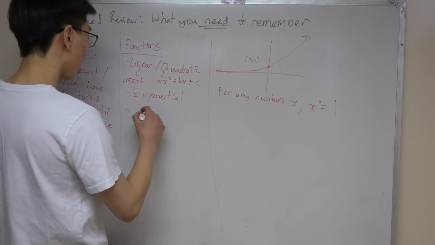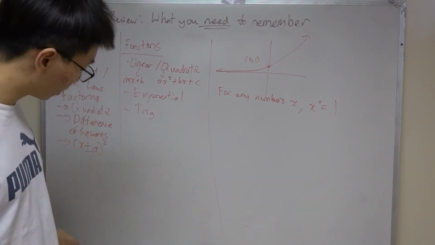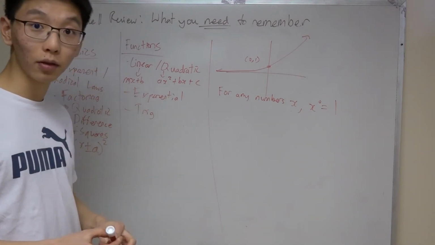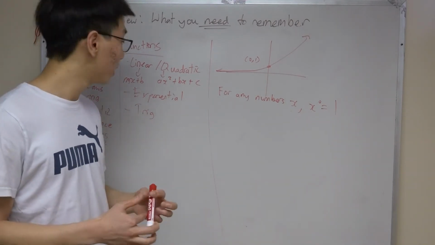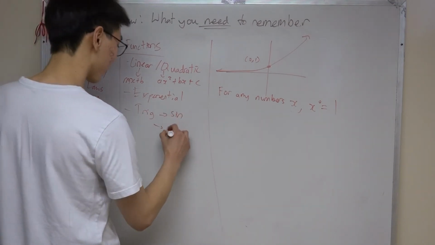The last main topic is your trig. Now, trig is, in high school, one of those big bad things that no one ever wants to touch, because there are two very big complicated words that come out of it, which are sine and cosine.